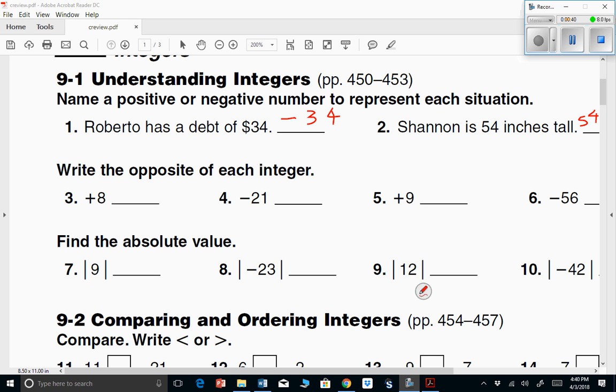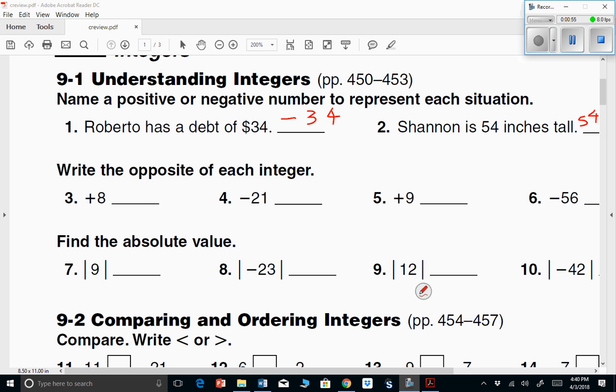The next section says to write the opposite of each integer. If the number is positive, just write the negative form of that number. If the number is negative, write the positive form. That's all you have to do.